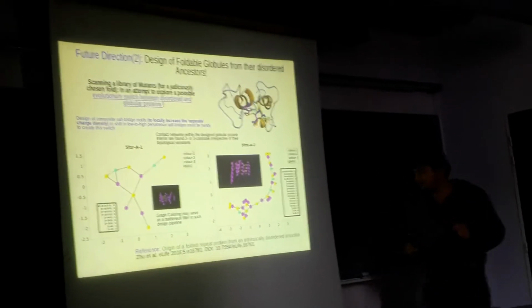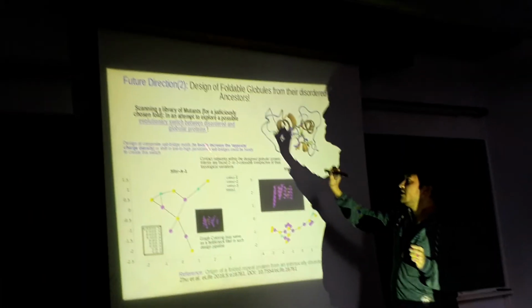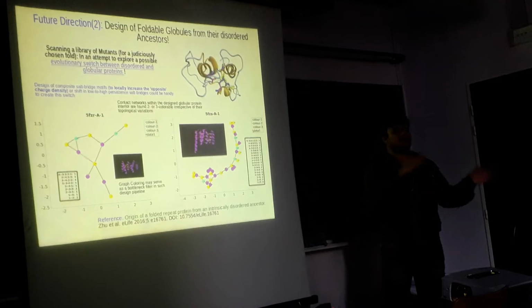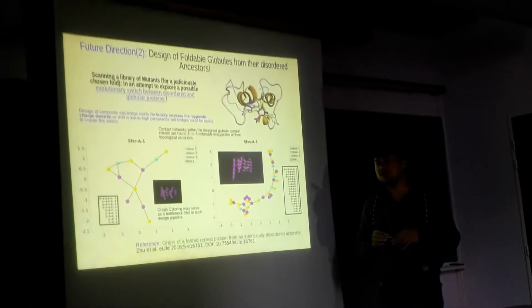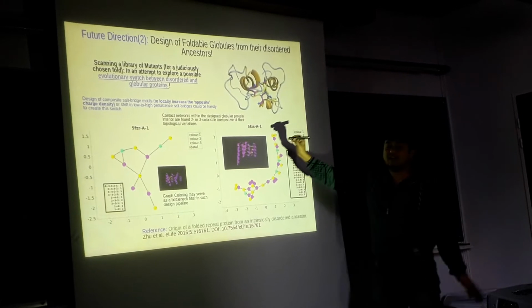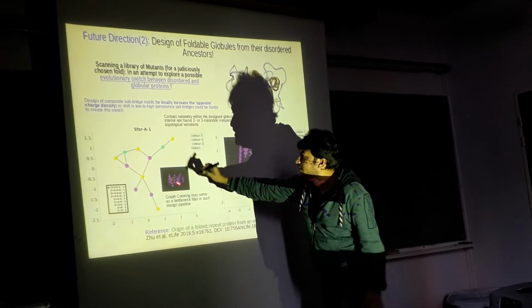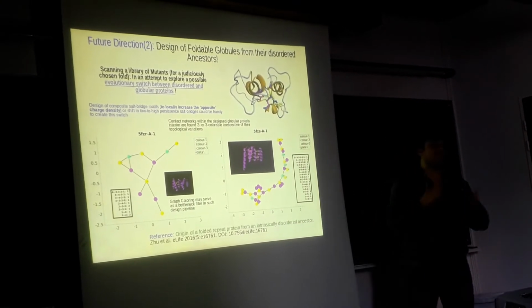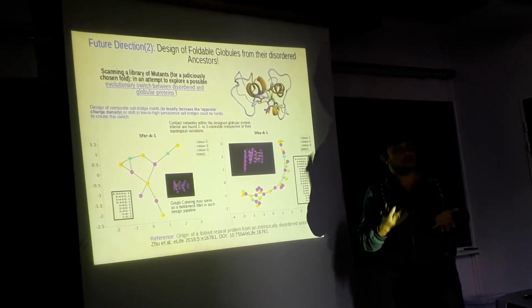So what we found is that there is already literature on the interface between globular and disordered proteins. People have worked on them, not exhaustively of course, but there is some evidence, and there are crystal structures of designed proteins as well.